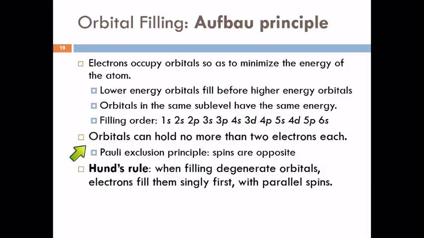Orbitals can hold no more than 2 electrons each. And the Pauli exclusion principle tells us the spins have to be opposite. And then Hund's rule is that when we're filling degenerate orbitals, the electrons fill them singly first with parallel spins. So the electrons coming into that room, they're each going to take their own bed if they can, and they're all going to sleep right side up because that's preferable. And so when we draw these diagrams, we put the electrons in with a positive spin, and then when the second electron comes in, we give that the negative spin, and they're paired up.